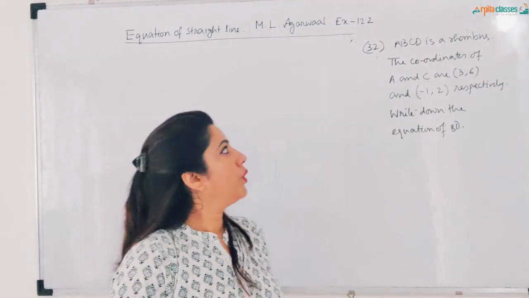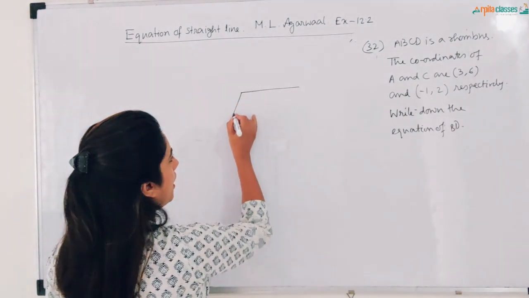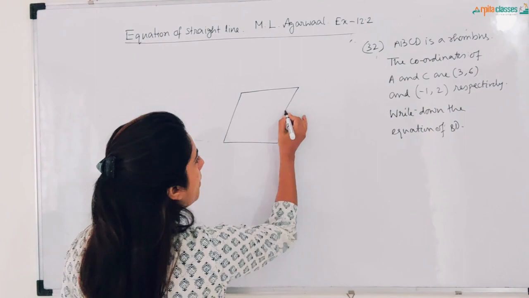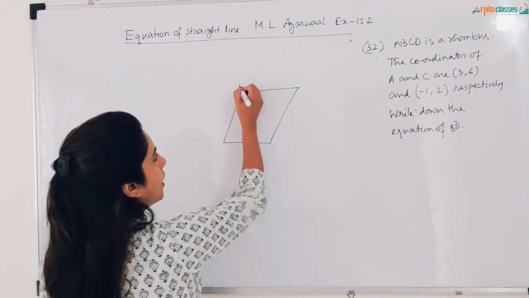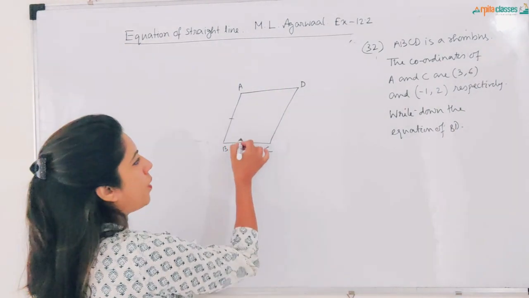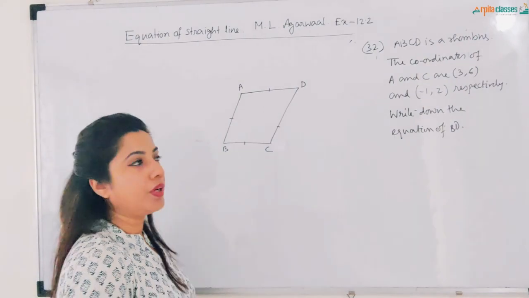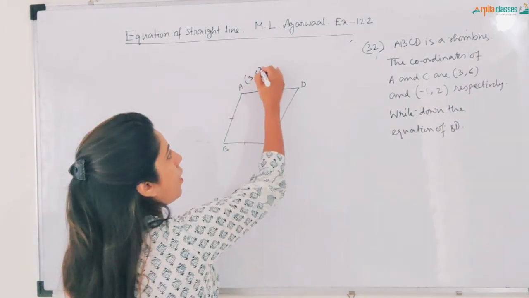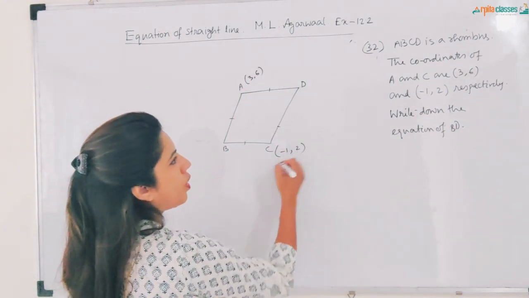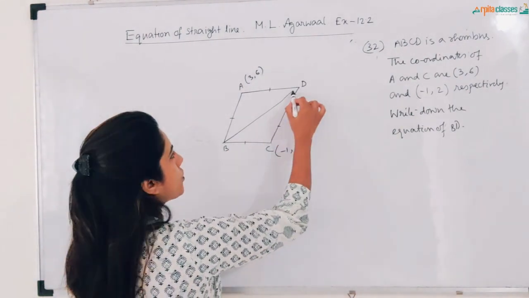Question number 32. ABCD is a rhombus. So let us draw a rough diagram. We know that rhombus is a special kind of parallelogram where all the sides are equal. So ABCD is a rhombus, all sides are equal. Okay, and A is 3, 6 and C is minus 1, 2. Write down the equation of BD. So we have to find out the equation of BD.